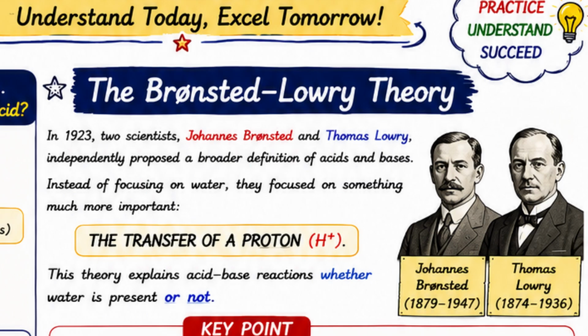Something was missing. Then, two scientists working independently reached the same conclusion: Johannes Brønsted and Thomas Lowry. They proposed an entirely new way of thinking. Instead of asking, is water present, they asked a much better question: who gives away the proton? That single idea changed acid-base chemistry.